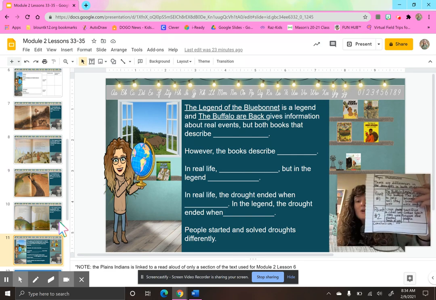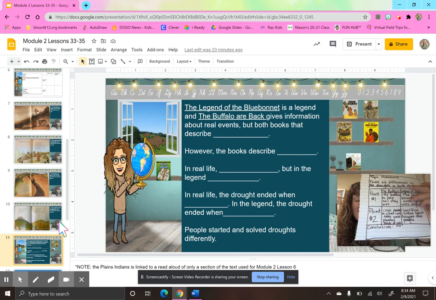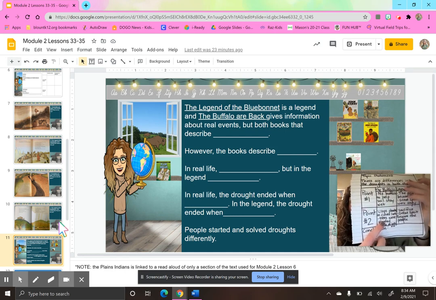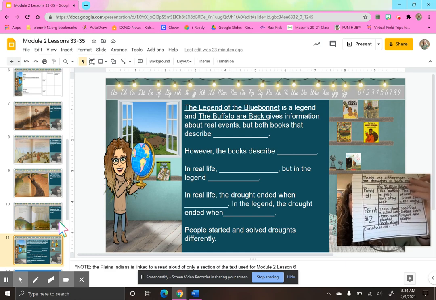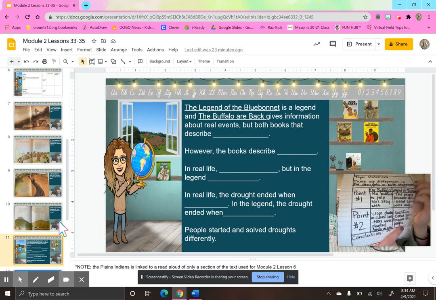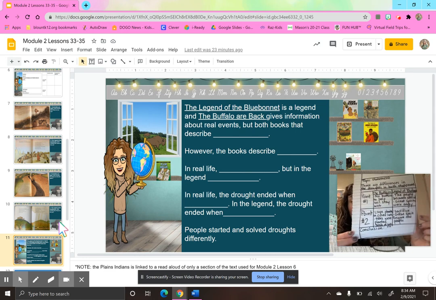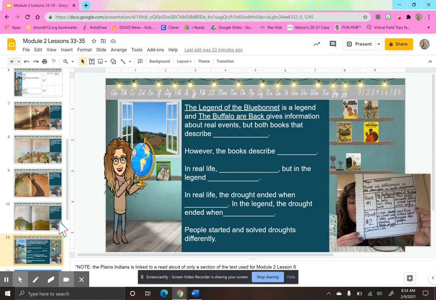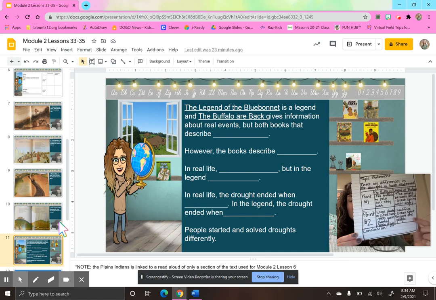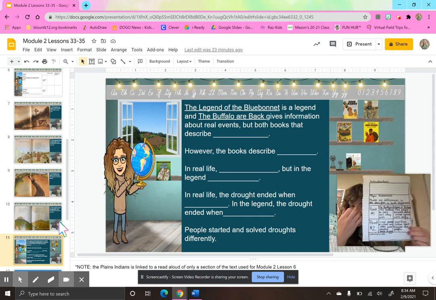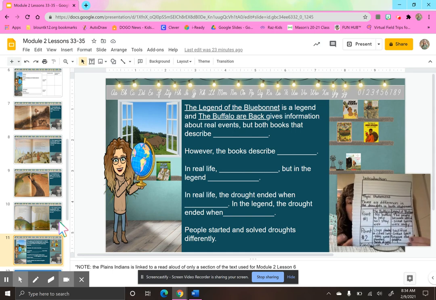In point 2, we described the differences in how the plains became healthy again. So in The Buffalo Are Back, we learned that crops were planted in curved lines. Trees were planted and herds of buffalo were brought back. But in The Legend of the Blue Bonnet, we learned that the plains became healthy after She Who Is Alone made her sacrifice, and the great spirits forgave the people.